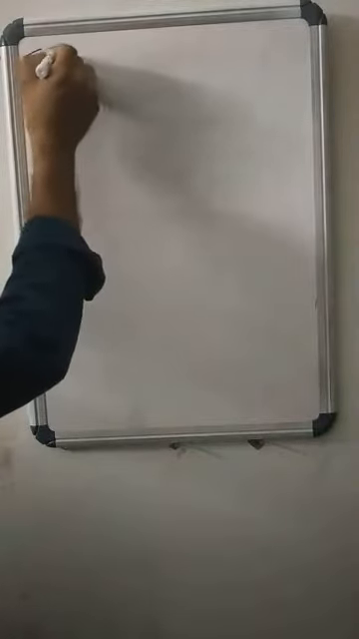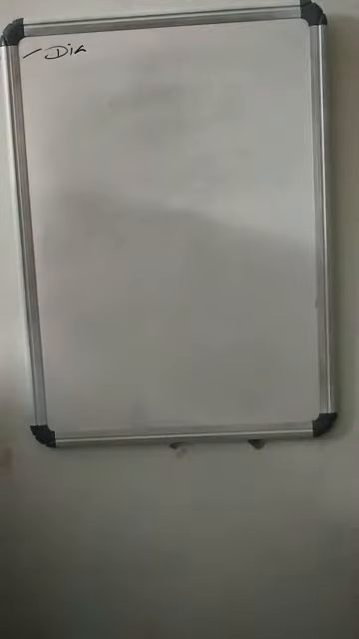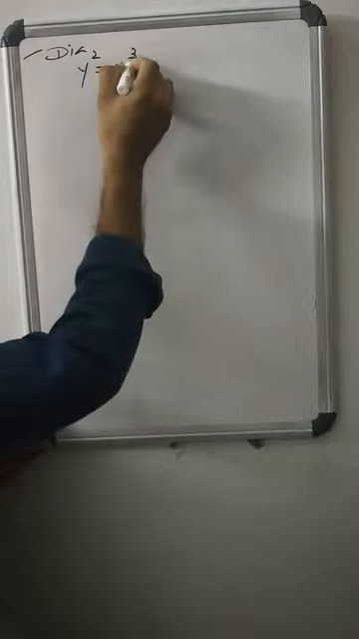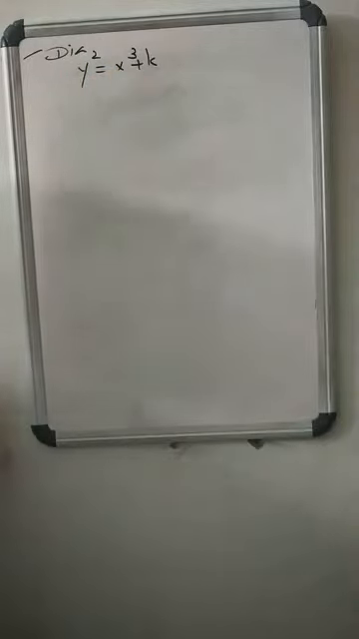In this class, let us discuss a new term, that is Diophantine equation. What is a Diophantine equation? A Diophantine equation means an equation solved in integers. An equation solved in integers is called a Diophantine equation. For example, consider y square equals x cube plus k, which is a Diophantine equation.